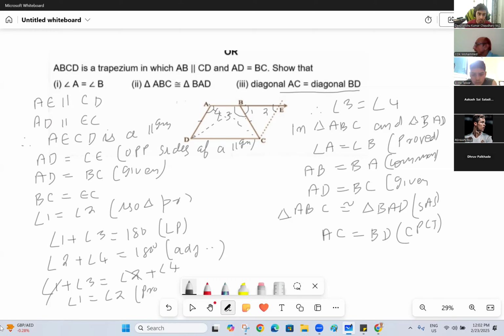I'll continue with this. Excuse me, sir. Instead of writing adjacent angles of a parallelogram are equal, can you write consecutive angles? Or you can write, no problem. Okay, sir.